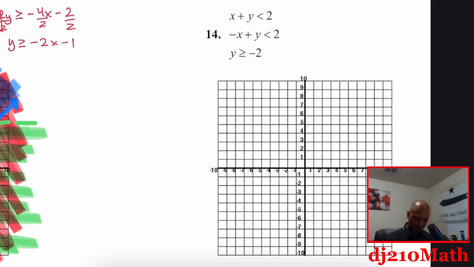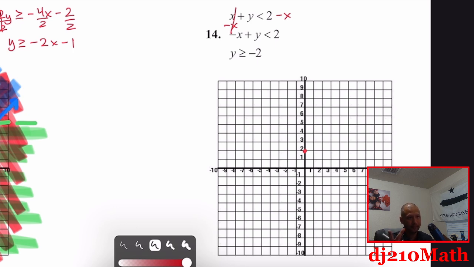Okay, you got 3 lines here. Let's see, x plus y less than 2. So I'm going to solve for y by subtracting x. So y is less than 2 minus x. So can we see that it's a dotted line, and the y-intercept is 2, and the slope is negative 1, right? Even though it's not in the usual form, it is in the form. The b is obvious, and the number in front of the x is obvious, negative 1.